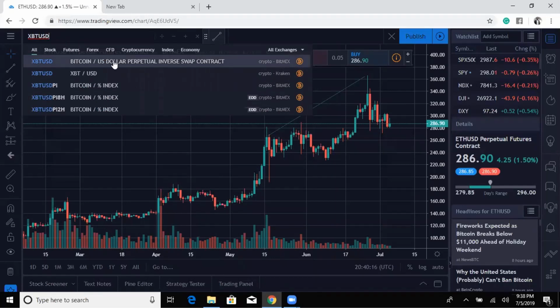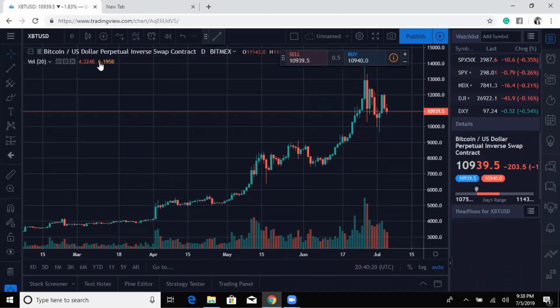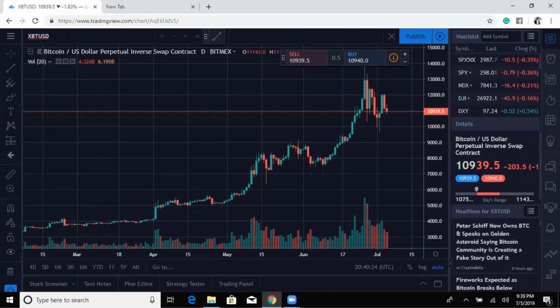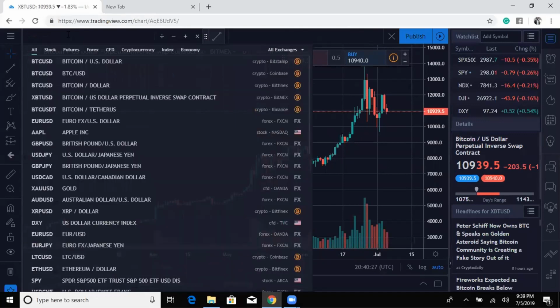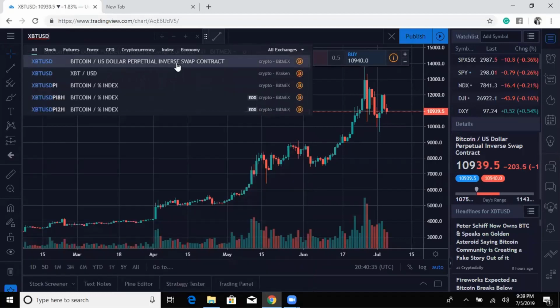Very good. You can see here, if that's what you've selected, then it's going to bring up the chart of Bitcoin. So notice here that what you're seeing is XBT USD, perpetual inverse swap contract, and you look at the exchange here on BitMEX. Now, the reason why we're using BitMEX, there's a particular reason why we're selecting BitMEX.